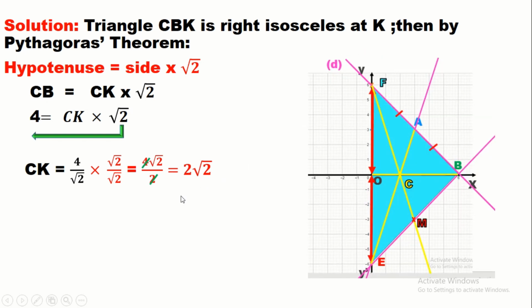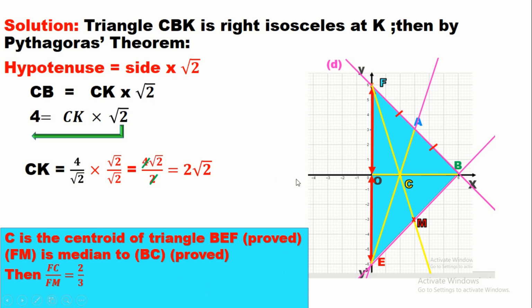Now how to find the ratio of FC over FM. C is the centroid and FM is the median. Can't we say that FC over FM equals 2 over 3? Or you can find the coordinates of M, which is the midpoint of BE. Then we find the length of FM and FC. Then we get the ratio, which will be also 2 over 3.